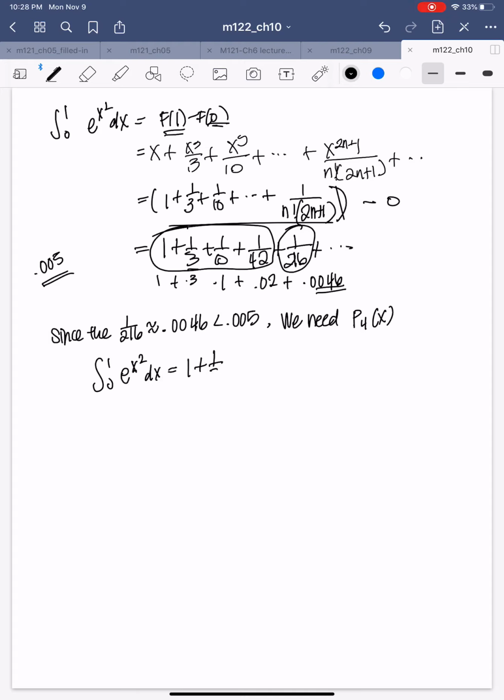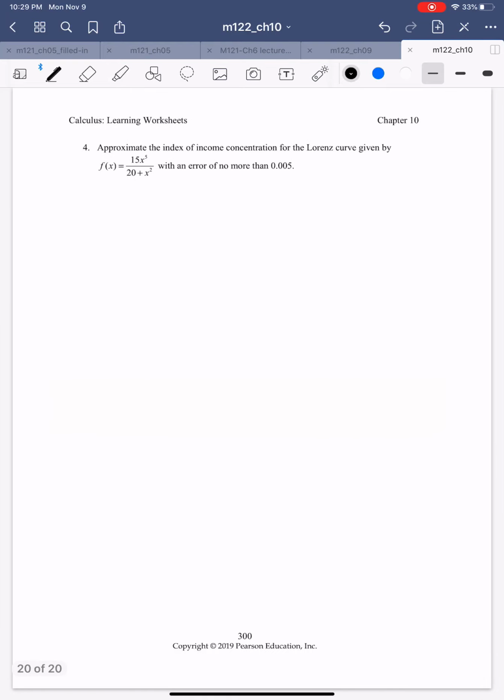1 plus 1/3 plus 1 over 10 plus 1 over 42. We end up having, rounding to the 3rd decimal place, 1.457. Okay? So just go through. We don't know how long it takes, so just keep adding terms until you are close to that boundary value. All right, last exercise.